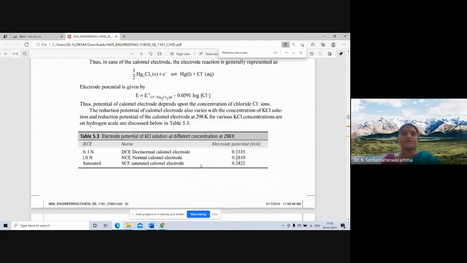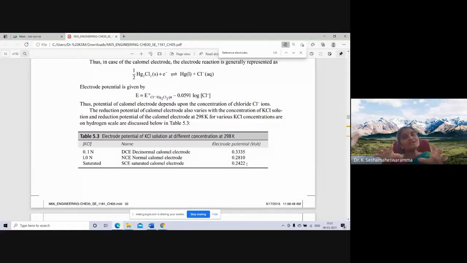Suppose 0.1 N potassium chloride, if we are taking decinormal calomel electrode, electrode potential in volts is 0.33335. If we are taking 1 N, normal calomel electrode, electrode potential is 0.2810. If we are taking saturated calomel electrode, its electrode potential is 0.2422.